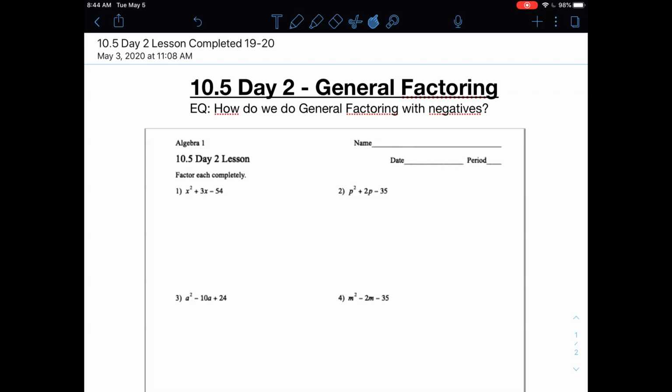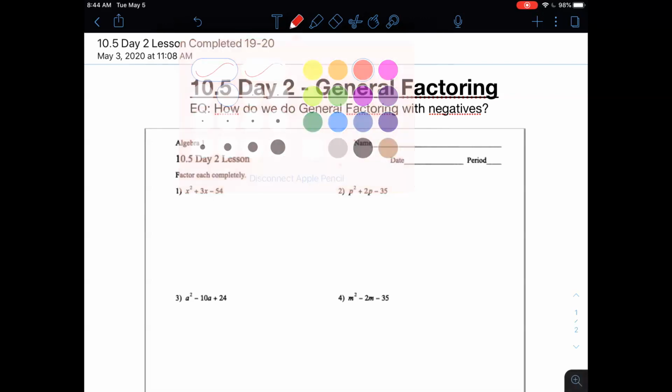We are factoring using general factoring, which means we're trying to go the opposite direction of FOIL. FOIL is where we're distributing. Factoring is like we're dividing, but we're not really dividing. We're kind of guessing and checking what the original binomials would be to make FOIL work. So that's kind of what factoring is. We're going the opposite direction, and we do it in a special way here. So let's get to it.